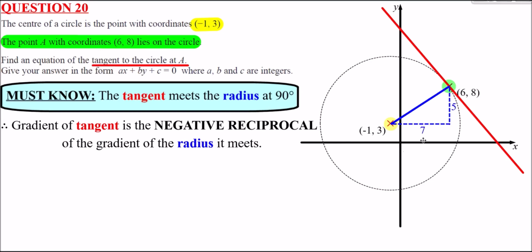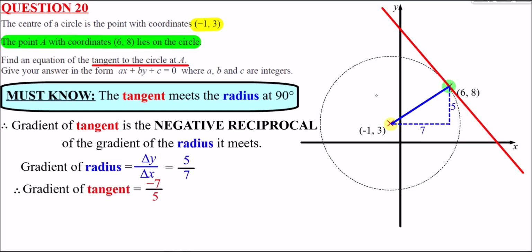So we can now work out the gradient of this radius. The gradient of a radius, or the gradient of any straight line, is the change in y divided by the change in x between any two points. And we've seen here it's 5 over 7. So the gradient of the radius is 5/7. We can now use this negative reciprocal idea to work out the gradient of this tangent. The gradient of the tangent will be the negative reciprocal of 5 over 7, so we flip it on its head and change its sign. So the gradient of the tangent will be minus 7 over 5. Let's just think about our end goal.